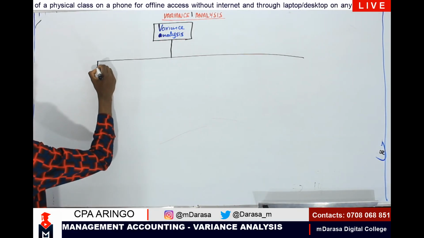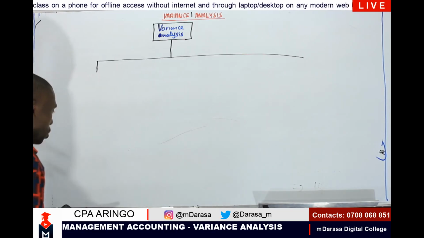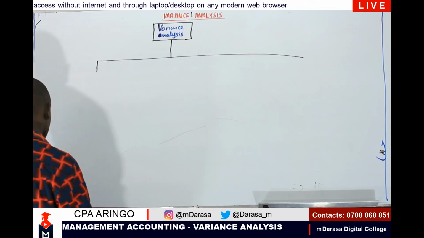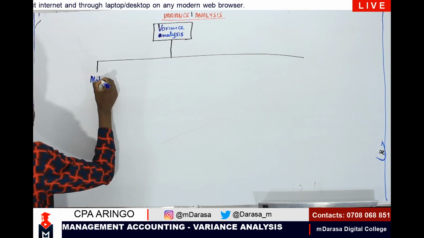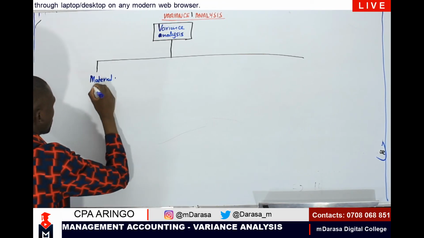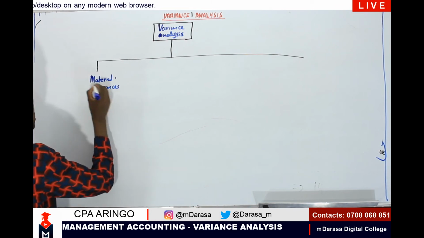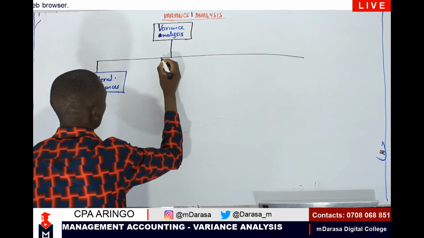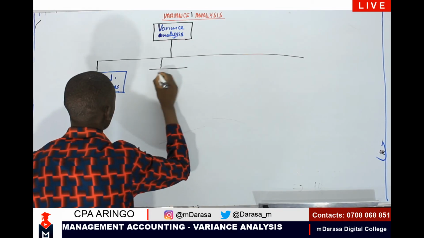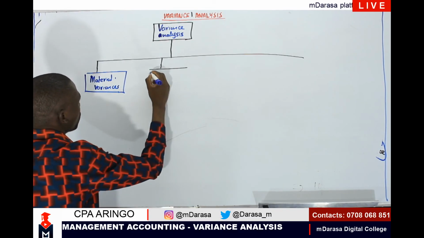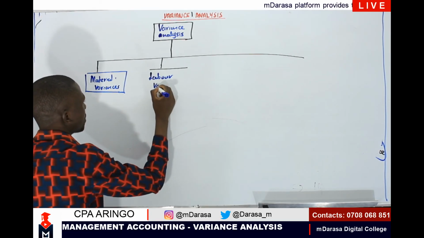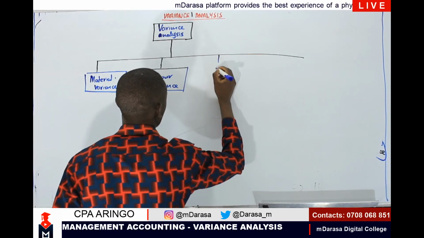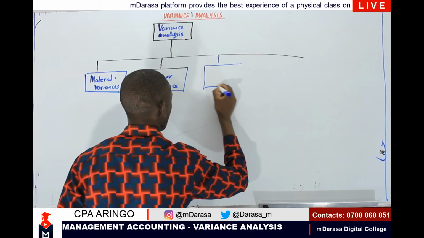So we have category number 1. We are going to term that as material variances. That is our category number 1. Category number 2, we'll be looking at labor variances. That is category number 2.